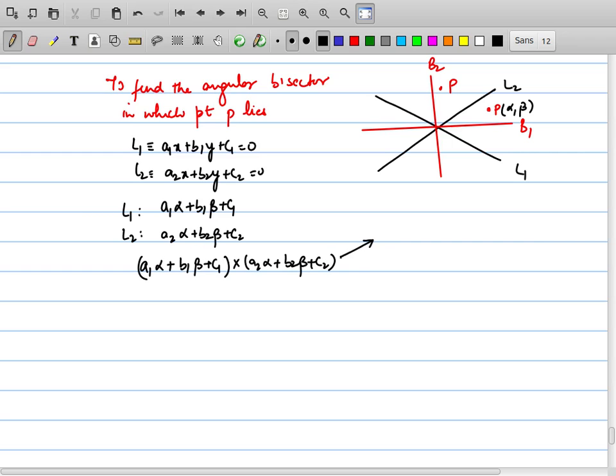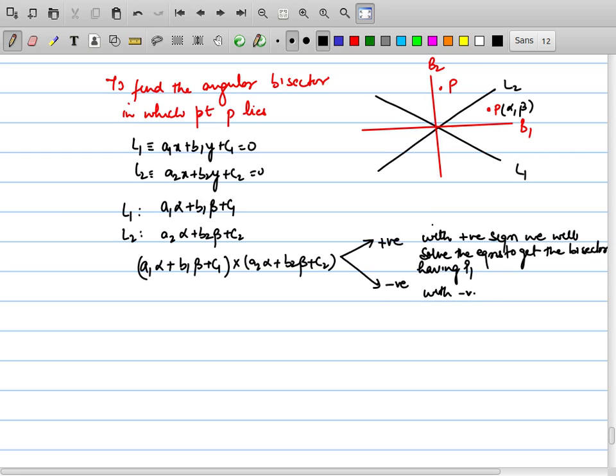Now there are two cases. Either it will be positive or it will be negative. Now if it is positive, then with the positive sign we will solve the equations to get the bisector having P. Or if the value is negative, with the negative sign we will solve the equation to get the bisector having P.